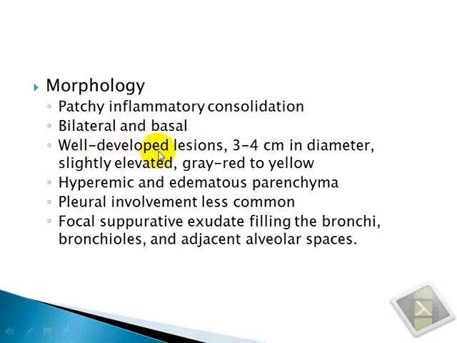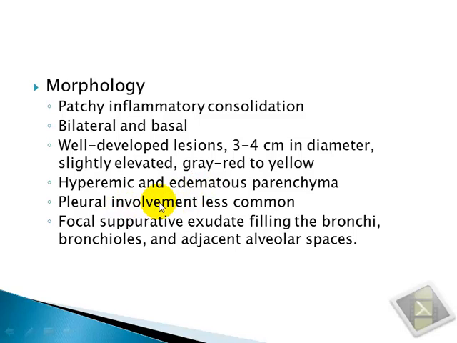They are well developed lesions, 3 to 4 centimeters in diameter, slightly elevated. If you feel the surface of the lung, they will be slightly elevated, gray, red to yellow in color. The borders and the surface of the involved area will be hyperemic and edematous. Pleura involvement is less common.